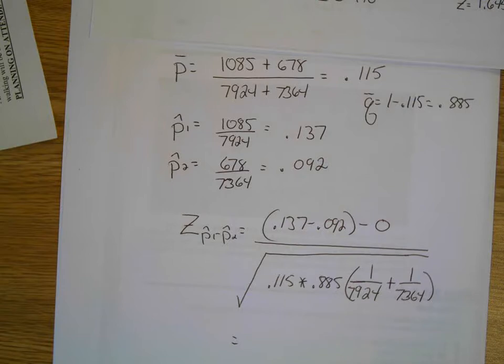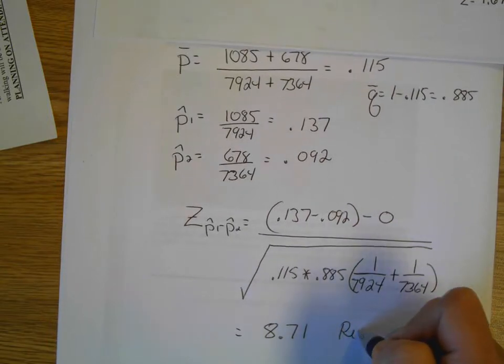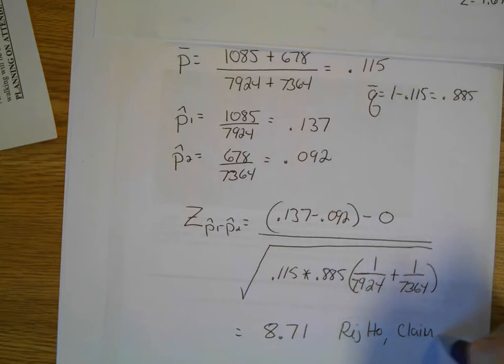I do have a final answer this time. 8.71? Yeah, I got 8.68, but I'm going to say yes. Good, Tori. I got it right. So what is that telling us to do? Reject the Ho. Claim is true.